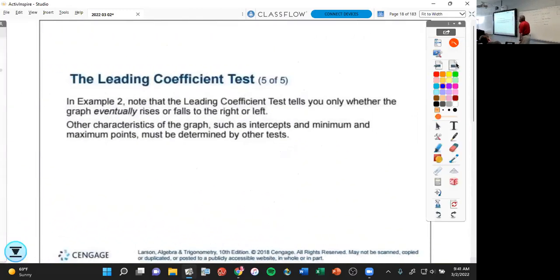In example 2, the leading coefficient tells you only whether the graph goes up or down on the left or the right. That's all it tells you. Other characteristics such as intercepts, minimums, and maximums must be determined by other tests. So all we know right now is what's happening on the ends. That's all we know.